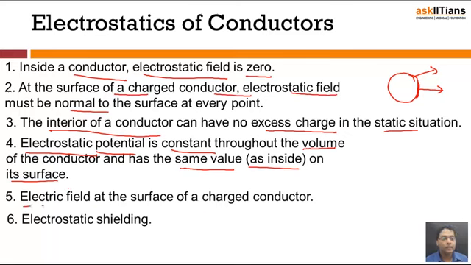The electrostatic potential is going to be the same throughout, inside or outside the surface of the conductor. Going further, the electric field at the surface of a charged conductor is always going to be on the surface, because inside it is an equipotential surface, so there is not going to be any electric field. If there is no electric field, that means the charge is not going to experience any electric force. That is the reason there is no electric field inside it, there is only electric field outside it.